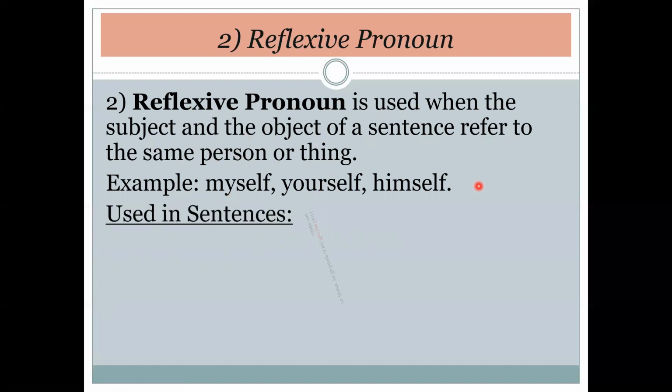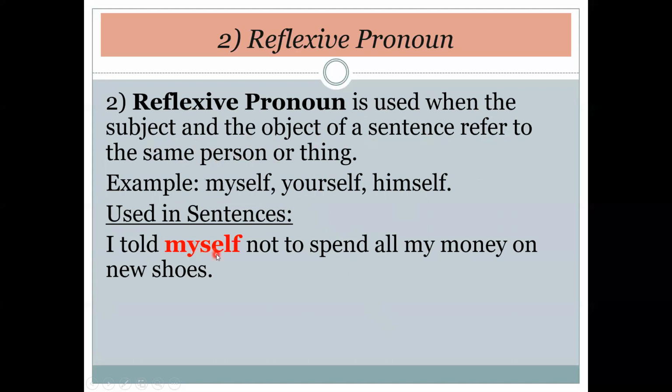For example, in the sentence, I told myself, you see I is the subject and myself is the object, but both are talking about a single person. There is not another person. I told myself not to spend all my money on new shoes, means I didn't tell another person, not Ali or Ahmad, but myself. So the action is with the same subject and object of the sentence.